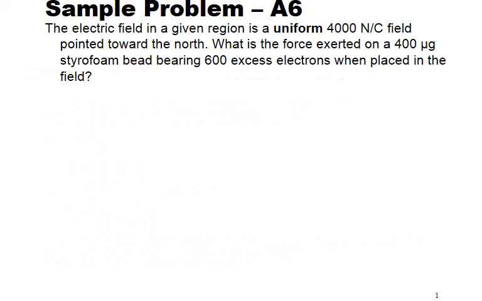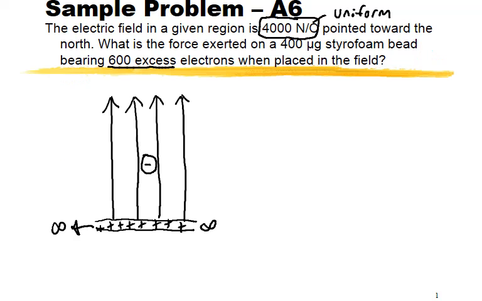So let's say that we had a uniform field, 4,000 newtons per coulomb, pointed towards the north, and we want to find the force exerted on a 400 microgram styrofoam bead that has 600 excess electrons. Remember with a field, if you place a positive test charge there, you see where it goes. It would go this way. So this force would actually be downward like this, against the field, because it's negatively charged.